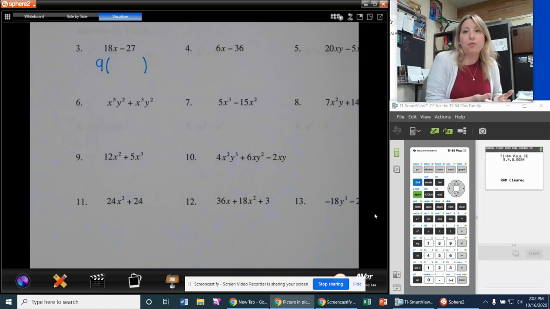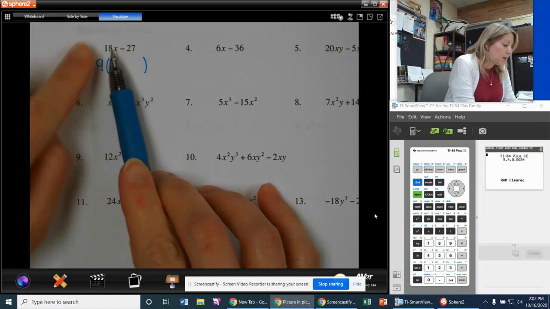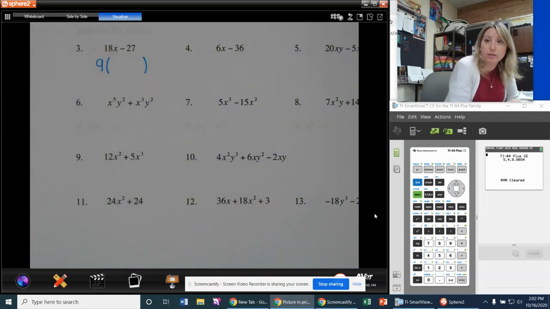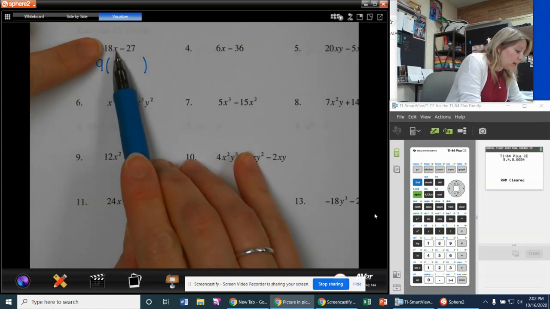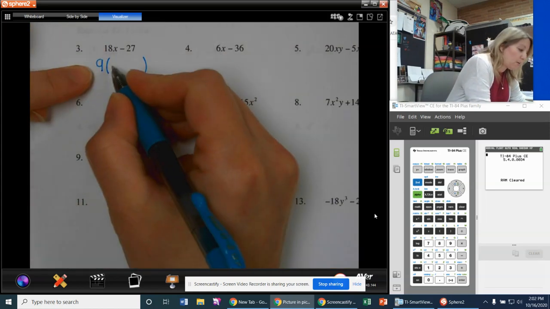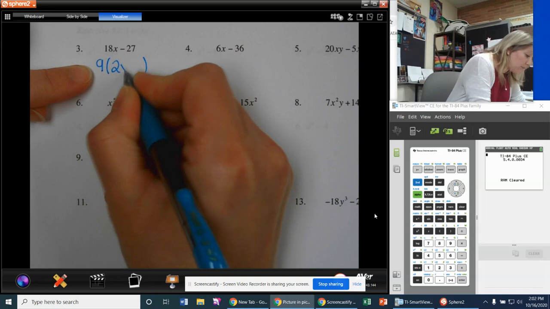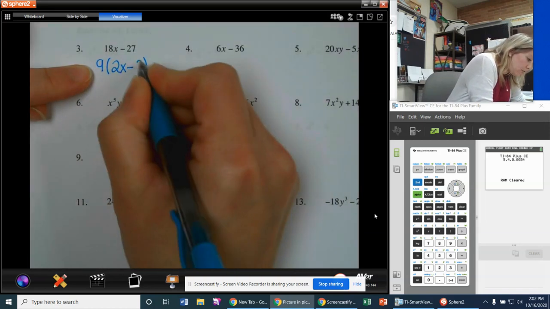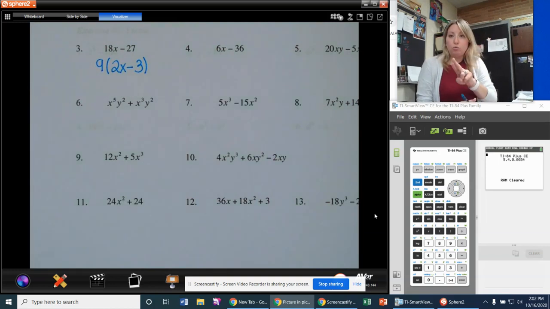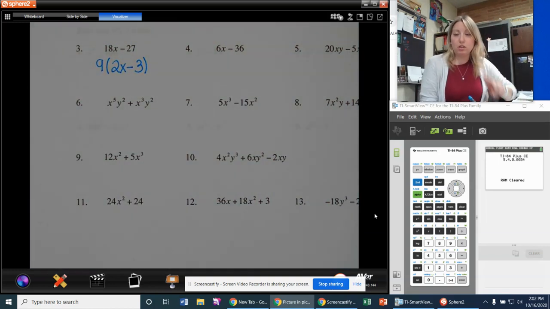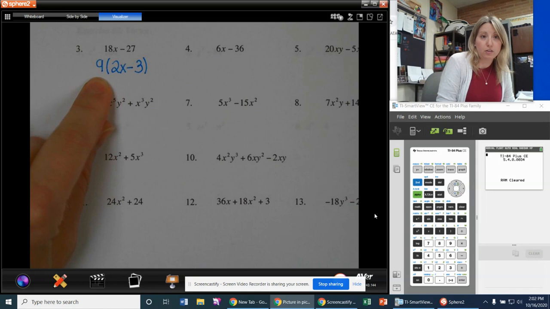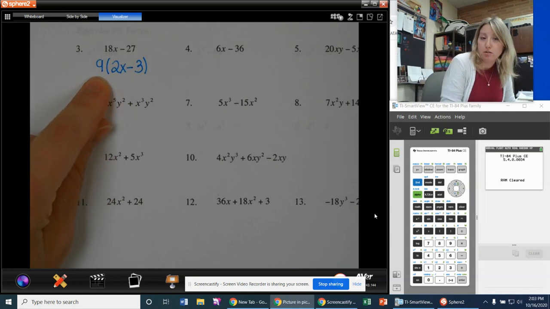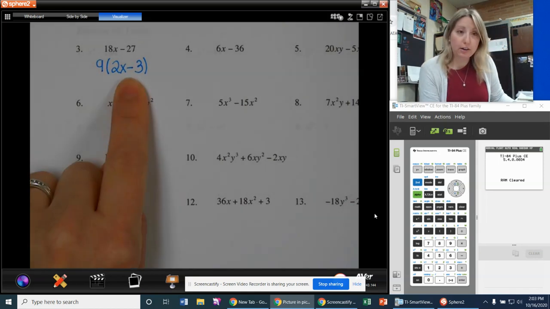And in the set of parentheses, there needs to be the same number of things as the original. So 18x divided by 9. 18 divided by 9 is 2x left over. Negative 27 divided by 9, negative 3 left over. Two things in the parentheses, two things in the original. Your GCF is the factor out front, and the leftover factor is what's in the parentheses behind it.